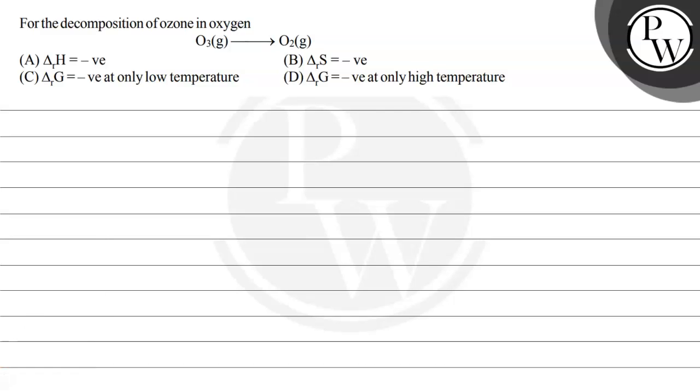So the question says for the decomposition of ozone in oxygen, that is O3 gas giving O2 gas, which of these is correct? We have four options. Delta H of reaction is negative, delta S of reaction is negative, delta G of reaction is negative at only low temperature, delta G of reaction is negative at only high temperature.